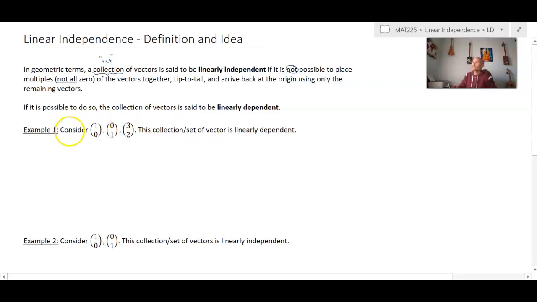As the first example, let's say that we have these three vectors in two dimensions: (1, 0), (0, 1), and (3, 2). This collection, or set, of vectors is linearly dependent. What we're implying here is that it's possible to apply multiples of these vectors, not all 0. Some of them can be 0, but not all of them can be 0. And it is possible to arrive back at the origin.